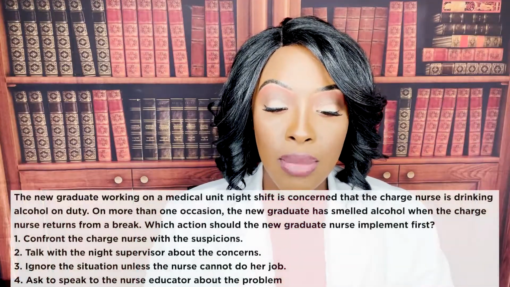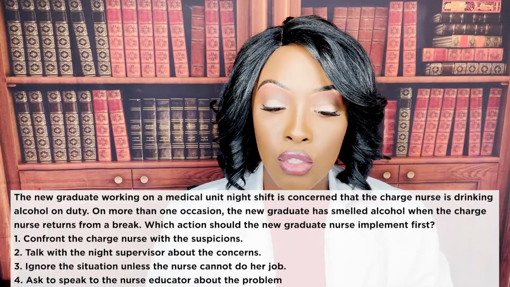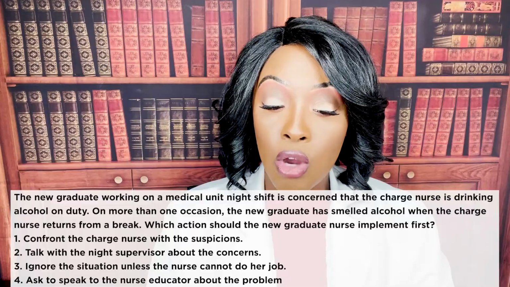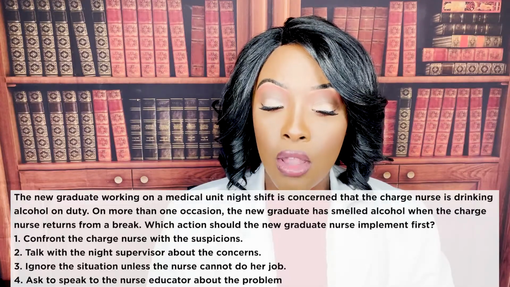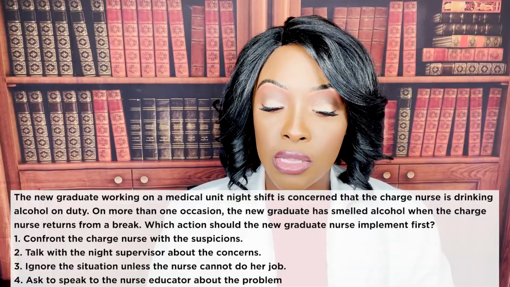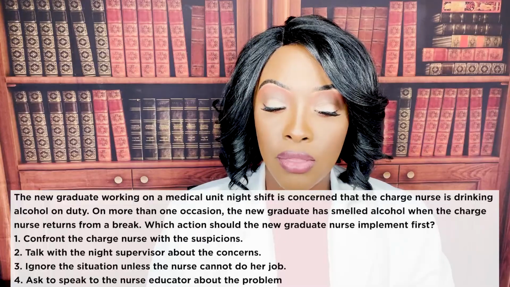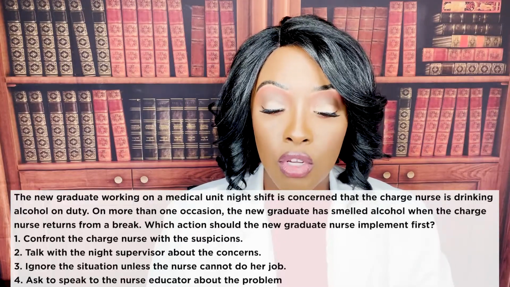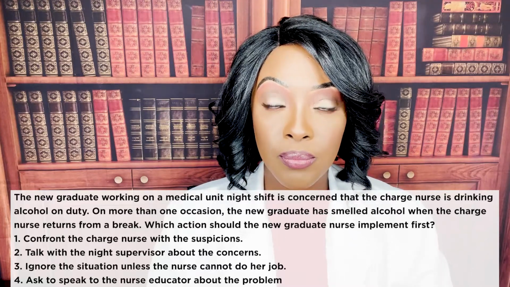First question. The new graduate working on a medical unit night shift is concerned that the charge nurse is drinking alcohol on duty. On more than one occasion, the new graduate has smelled alcohol when the charge nurse returns from a break. Which action should the new graduate nurse implement? 1. Confront the charge nurse with the suspicions. 2. Talk to the night supervisor about the concerns. 3. Ignore the situation unless a nurse cannot do her job. Or 4. Ask to speak to the nurse educator about the problem.